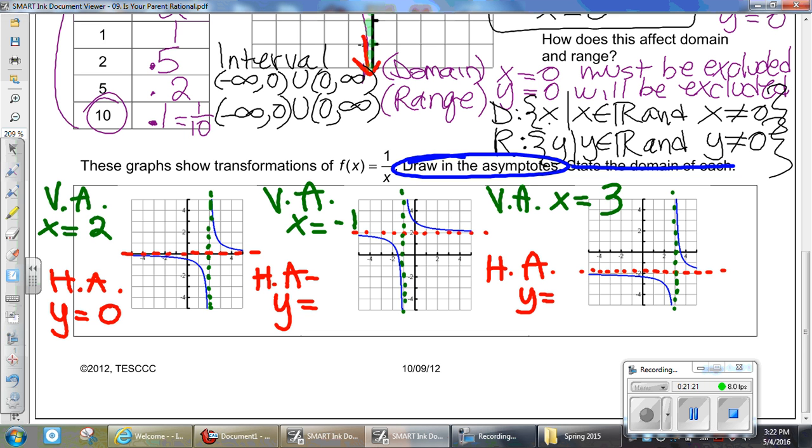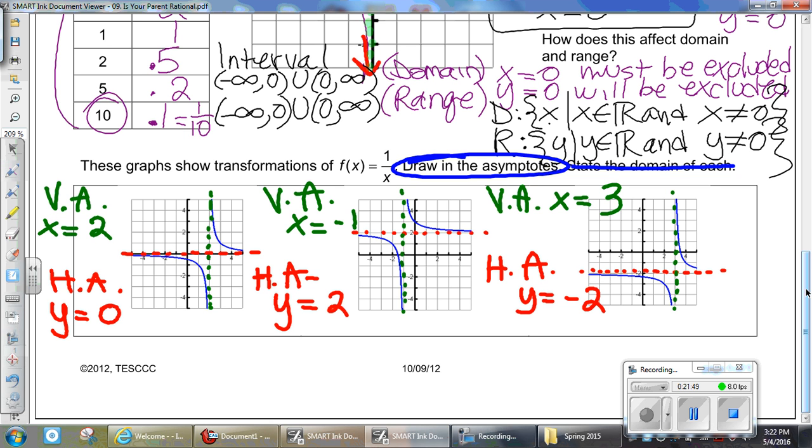Angel, what do you got? Next one, the second one, horizontal asymptote. 2. Positive. And let's see. It looks like they're done. Matthew, you got it? The very last one, or not yet? -2. Okay.